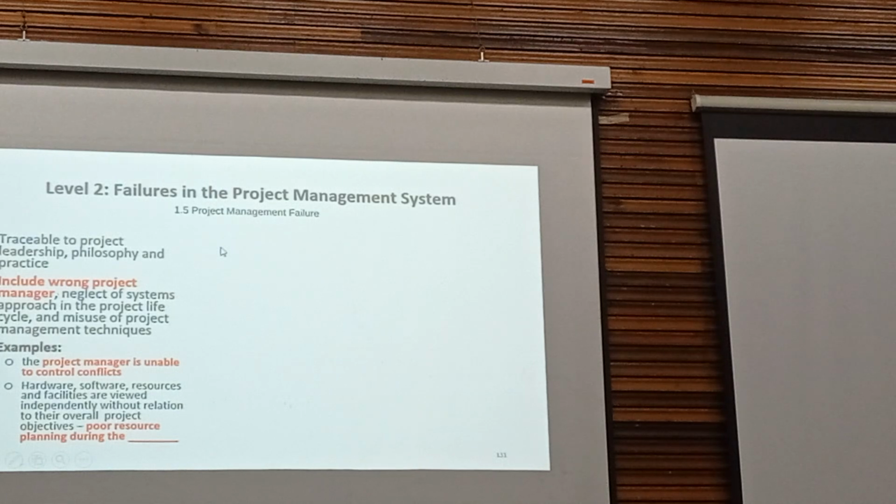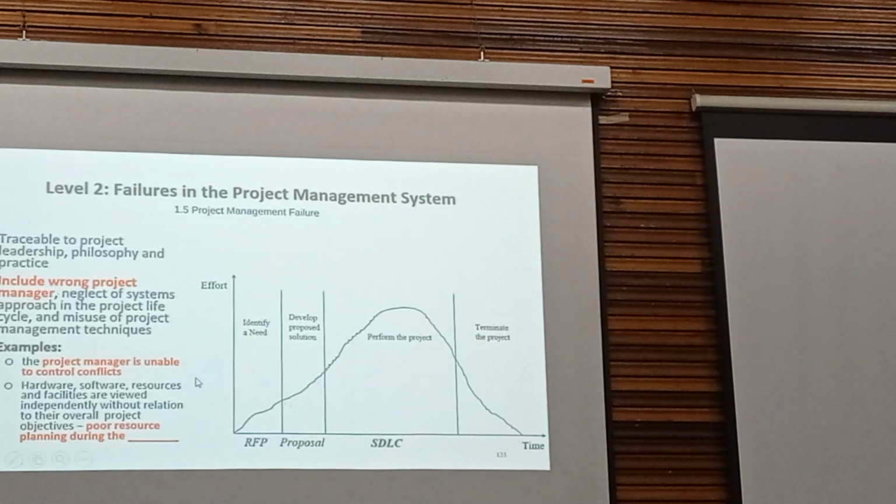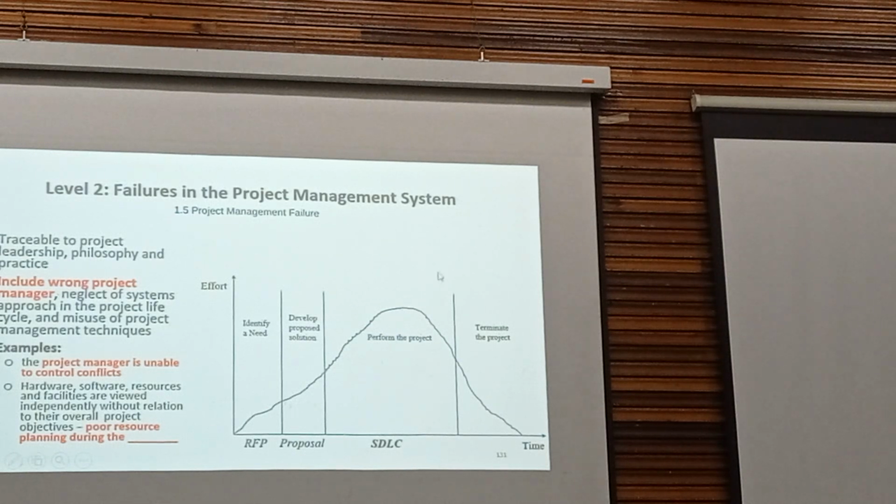Another cause is the wrong project manager. The project selected the wrong project manager, for example, a project manager who is unable to control conflicts. Another cause is poor resource planning during which stage? This is stage 1, stage 2, stage 3, and stage 4. This is the project life cycle.